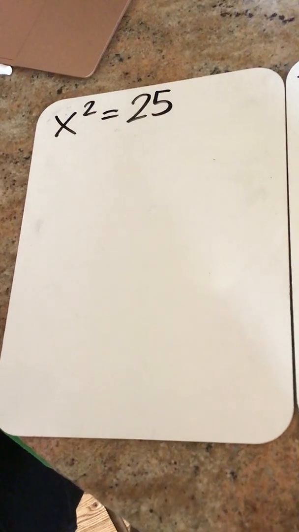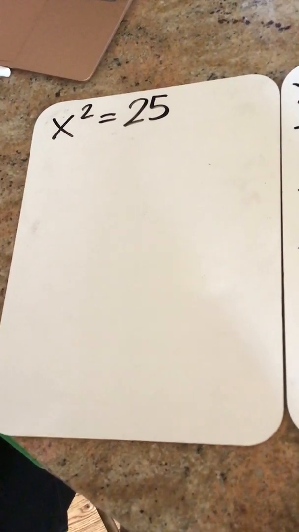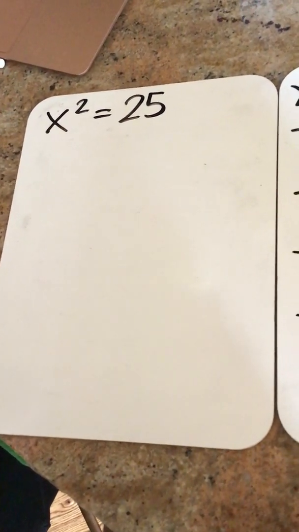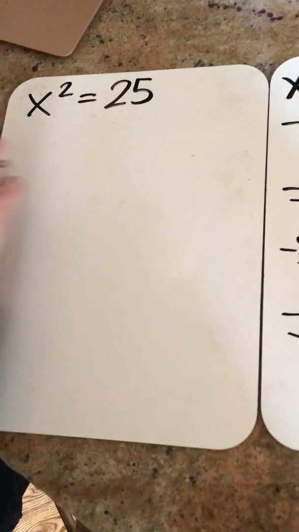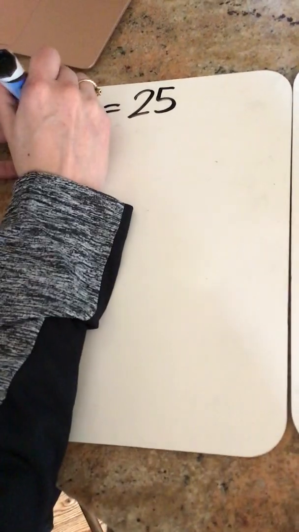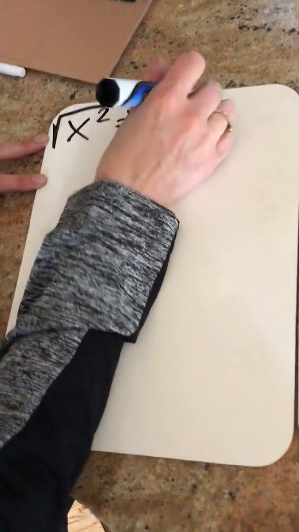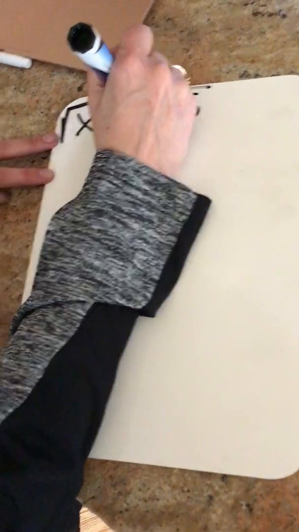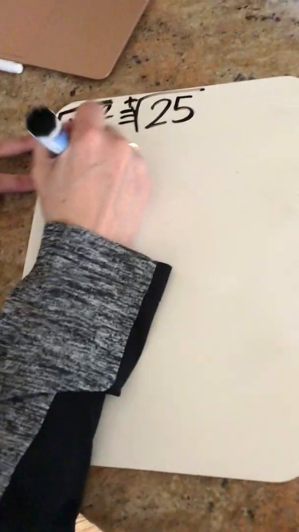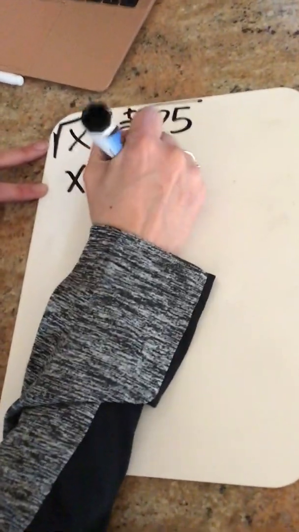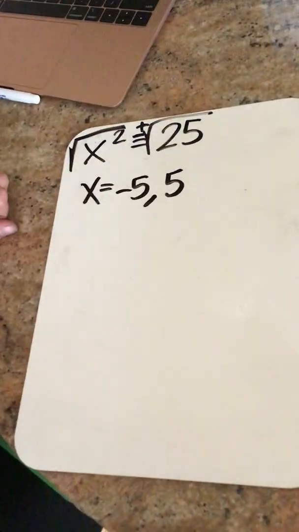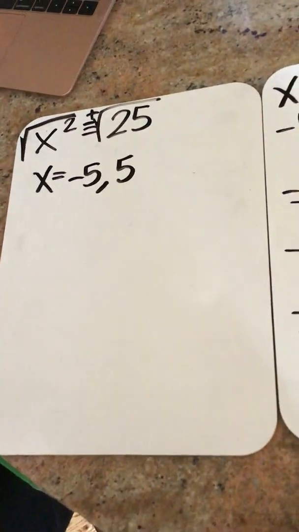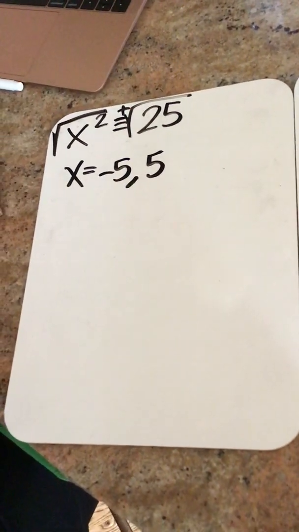When you don't have an x term, all you have to do is get the x squared by itself and square root both sides. So for this one, the x squared's already by itself. I'm going to square root both sides, remembering that I want to have two answers here because this is quadratic. So the plus or minus answer. So x is going to equal -5 and +5, because 5 times 5 equals 25, and -5 times -5 also equals 25.